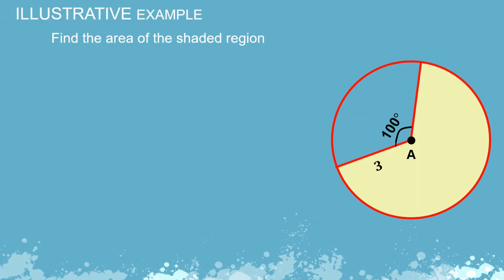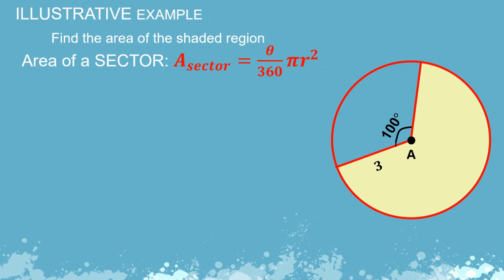Find the area of the shaded region. On our given circle, we have here a shaded region and a radius of 3. Notice that we have a measure of angle for the unshaded region, which is 100 degrees. Still, we're going to use the same formula, which is area of sector is equal to theta over 360 pi r squared. For this one, we have to get our theta first. Notice that the given measure here is the measure of the angle for the unshaded region, but what we need for our theta is the angle formed by the shaded region. So we're going to look for the angle of the shaded region.